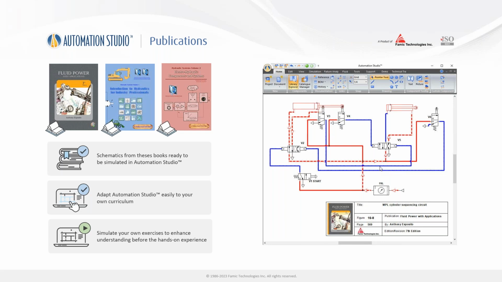All you have to do is get access to this publication, which will be there in Automation Studio. Open this publication, see all the circuits and simulate. All the schematics from these books are ready to be simulated in Automation Studio. So this will adapt Automation Studio easily to your own curriculum. All these circuits can be simulated, and also you can create your own exercises as well.